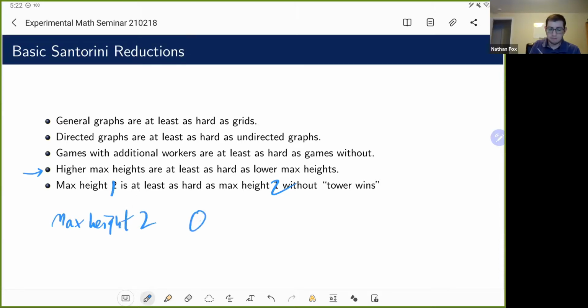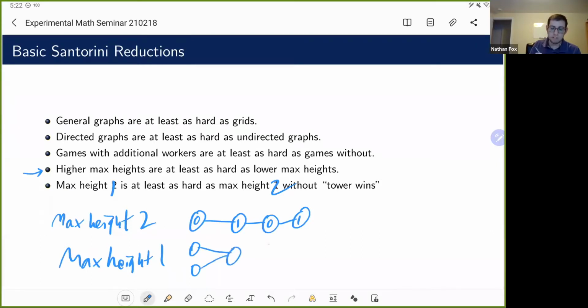So let's say we have a height 0, a height 1, a height 0, a height 1. Here's what we can translate it to with max height 1. You split every vertex that's a 0 into 2 vertices, and then connect them to all the corresponding things. If you have 2 zeros next to each other, you would connect in a K2,2 like that.